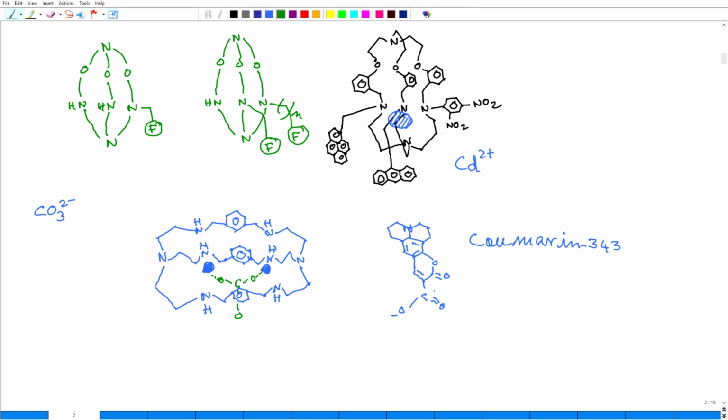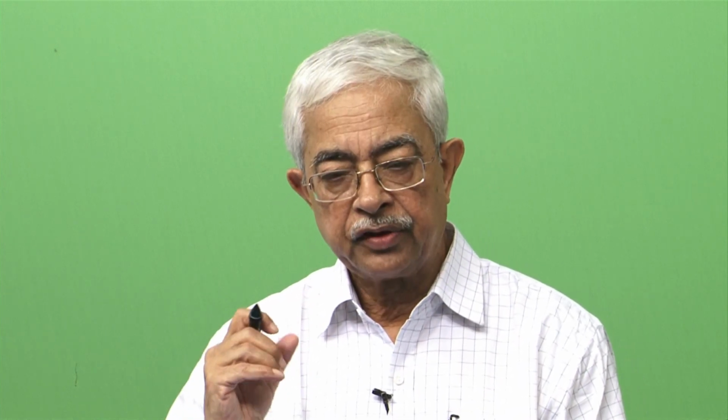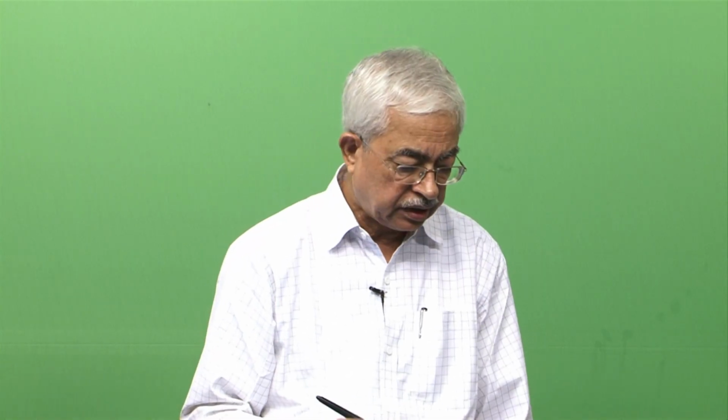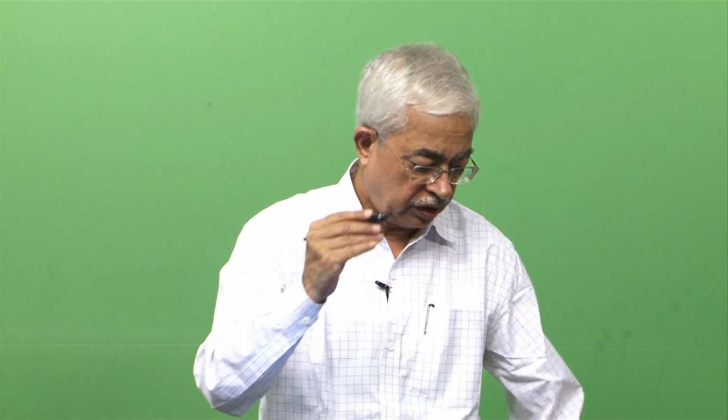So, now when I excite it, it gives strong fluorescence, because there is nothing to quench. Because copper is already engaged, it gives you a strong fluorescence. So, this is another mechanism. I encourage you to make different types of mechanism. So, let me tell you some other types of mechanism.